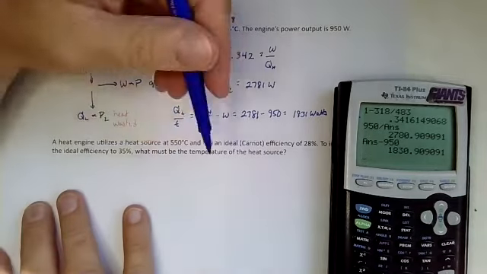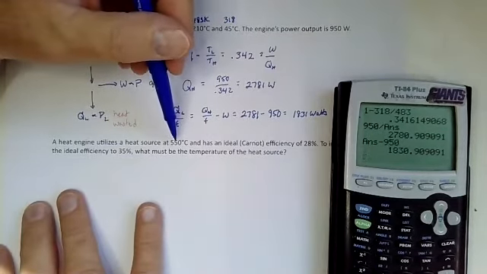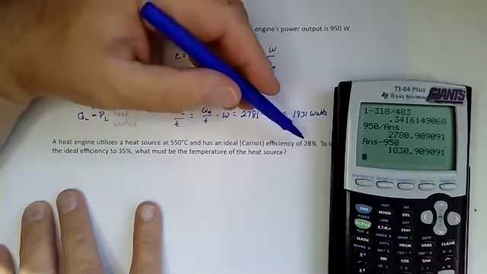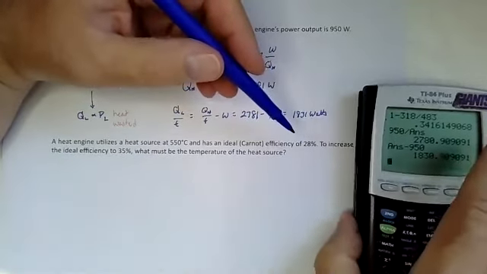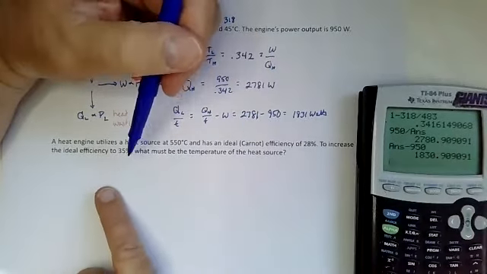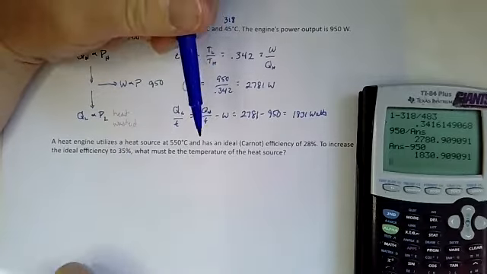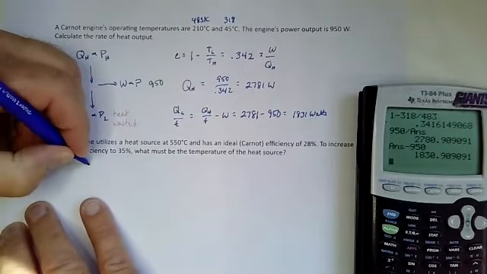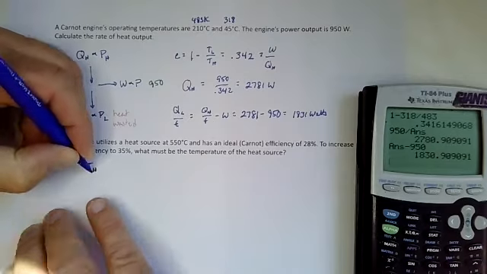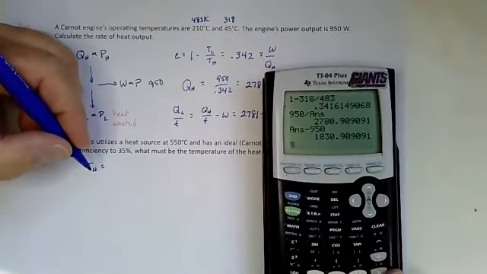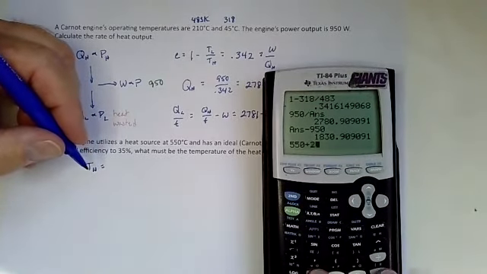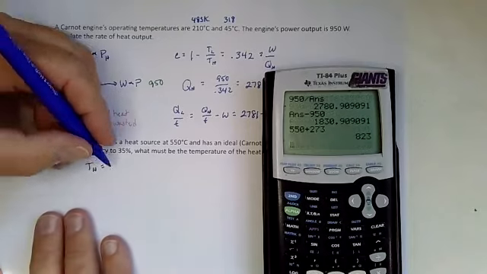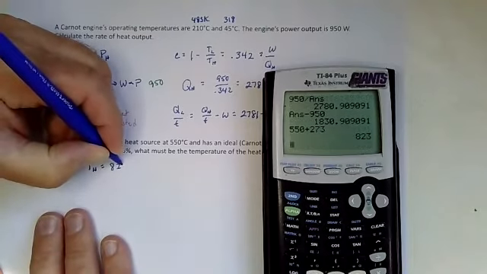All right, and then the last thing too, a heat engine utilizes a heat source at 550, has an ideal efficiency of 28, and then we want to increase the efficiency to 35%, so we need a different high temperature. So we need to solve for the low temperature first. So TH is going to be equal to 550 plus 273 to get into Kelvin, 823 K.